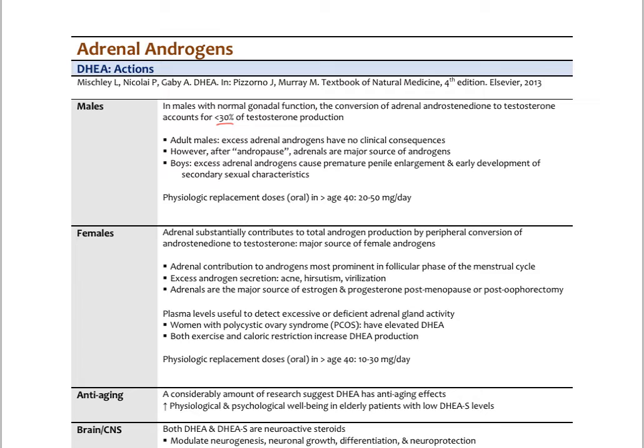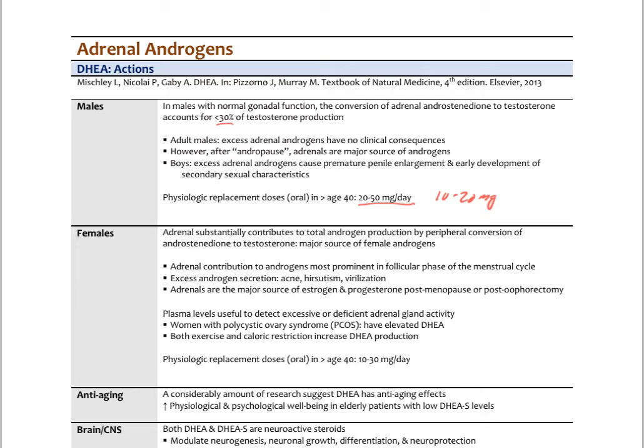Usually physiologic replacements in oral doses are thought about in terms of age. A lot of the guidelines sort of suggest after the age of 40, between 20 and 50 milligrams a day. Again, if I'm going to replace DHEA, I'm usually a lot more conservative, maybe 10 to 20 milligrams a day. Would be where I would start. But I'm going to really try to use the herbal therapy and nutrition first before going down that road.